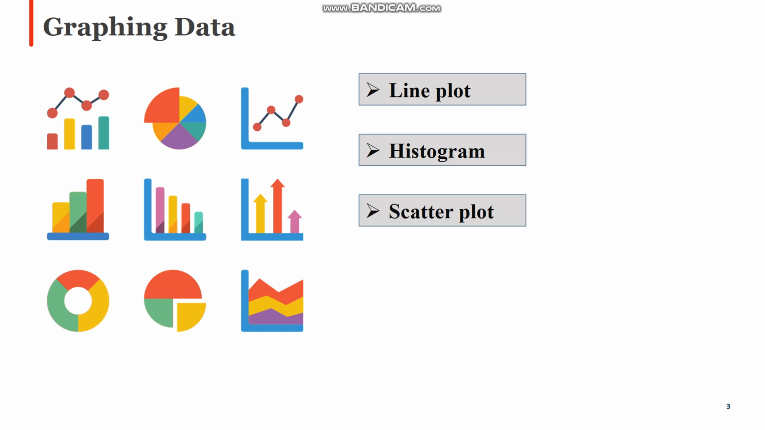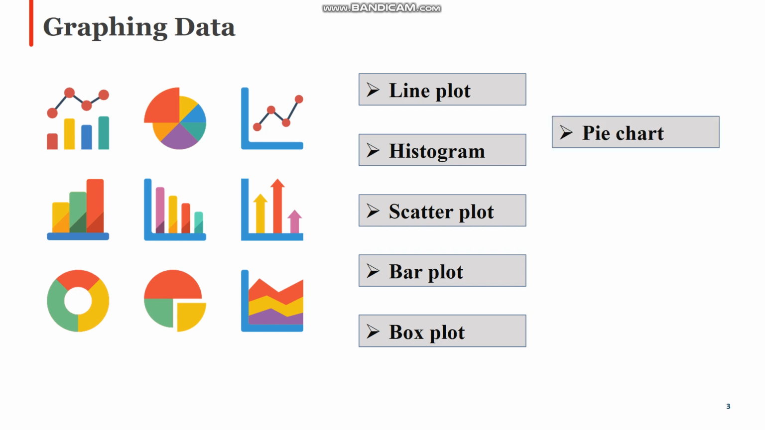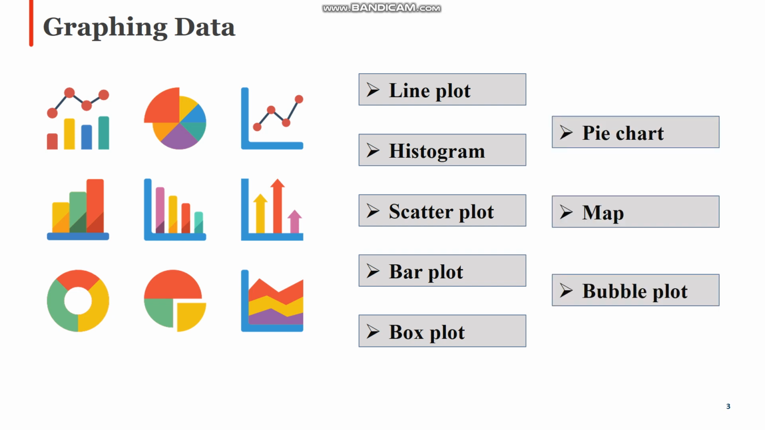We will cover in detail the 8 fundamental plot types. They are the line plot, the histogram, the scatter plot, a bar plot, box plot, pie chart, a map, and bubble plot. They may not be comprehensive for data visualization, but if you know the rationale behind each basic plot, you essentially get to know the data visualization tips and techniques, and you can create your own storytelling.